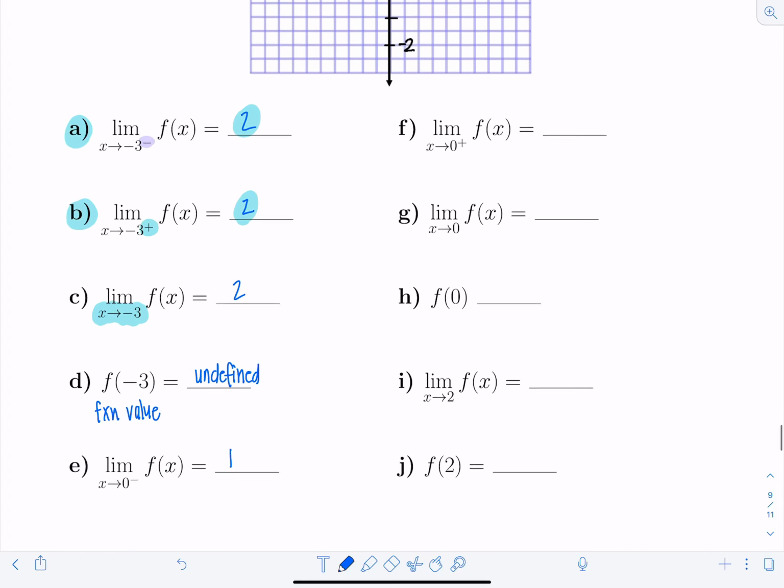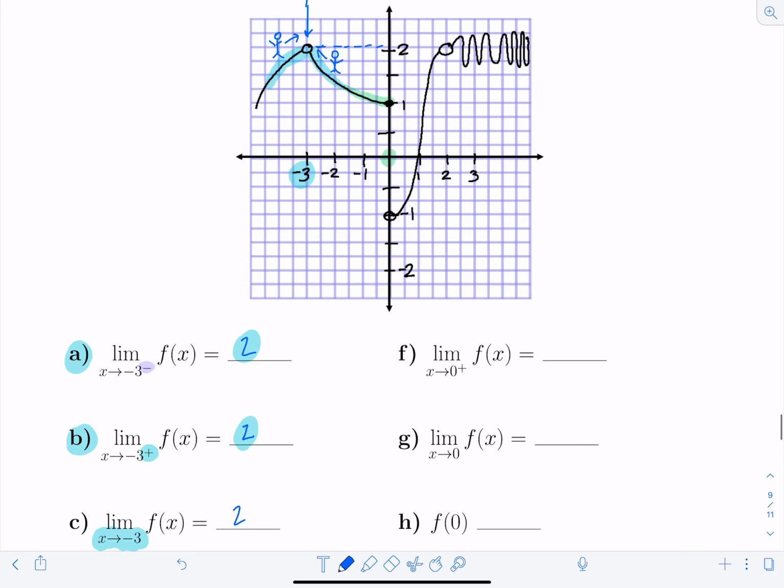Now part F, the limit as x approaches 0, this time from the right. Okay, so if I'm on the graph approaching x equals 0 from the right, what y value are we approaching? Pretend you're walking on the graph. The y value you're approaching is -1. Remember, you're walking here, getting close to 0. The limit is the y value, the function value you're approaching.